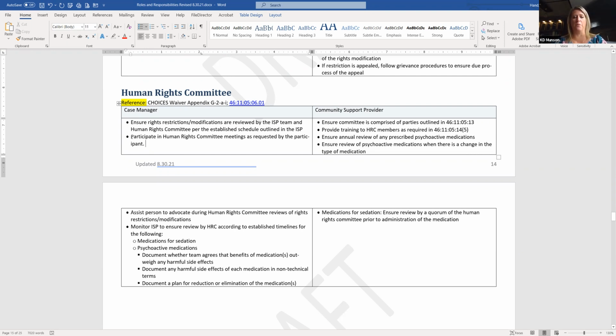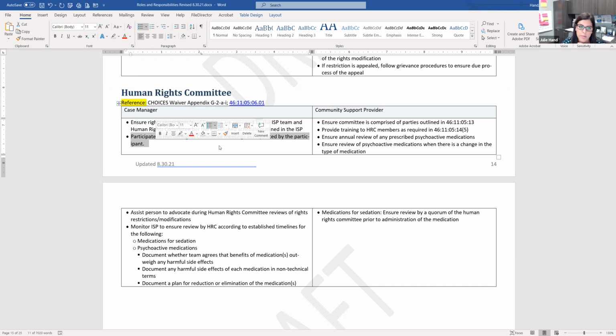because I feel like we're talking about the CSP role, but really the role of the case manager is to be aware of, to assist in advocating for the person, to be informed and educated, right? Like that's around this, not necessarily having to participate in the HRC committee meeting. Right.